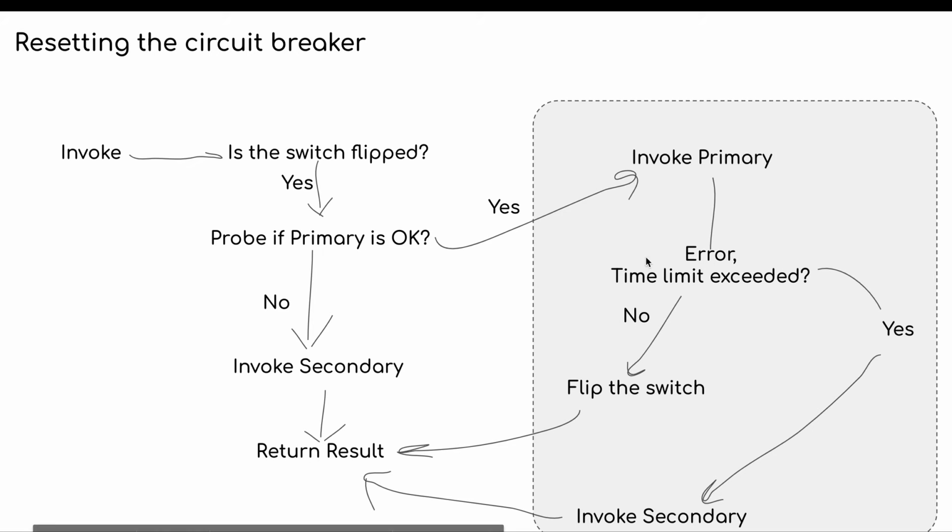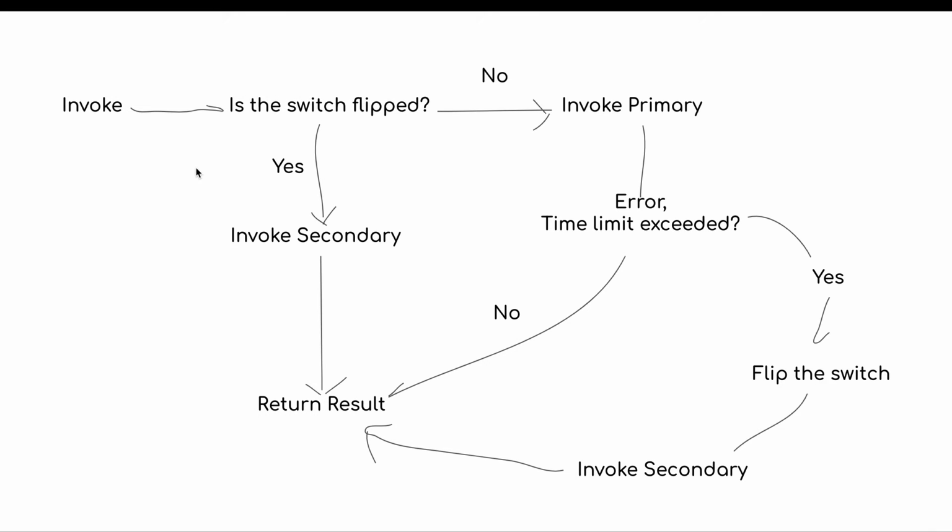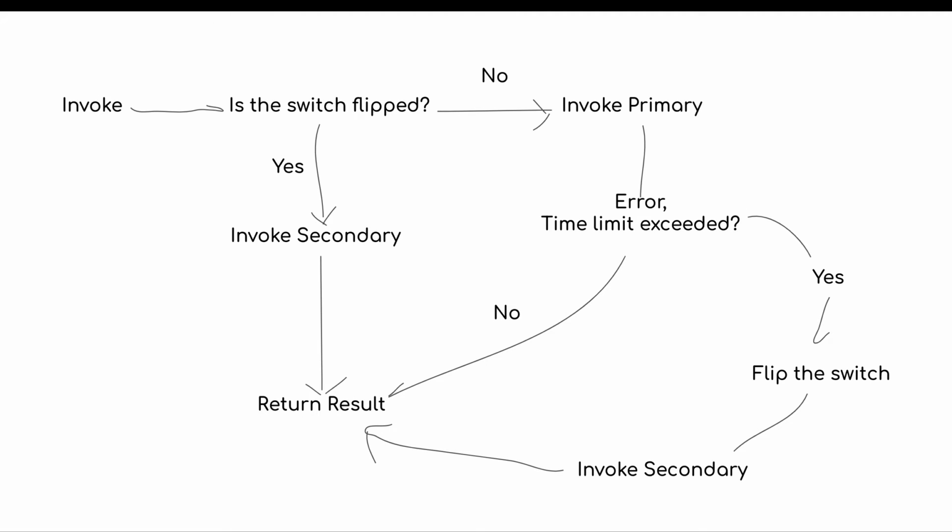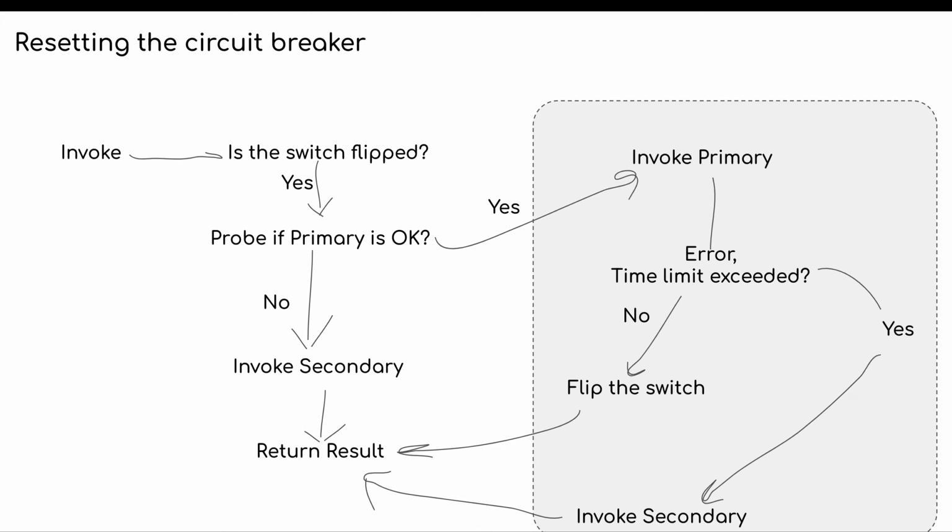Now let's say primary is not at fault and we have flipped the switch. What then happens is the further calls to the circuit breaker will see that the switch has been flipped and thus invoke the primary. Cool. So now we have a way to switch the circuit breaker when it's at fault. We also have a way to reset the circuit breaker if and when we determine that the primary is okay.